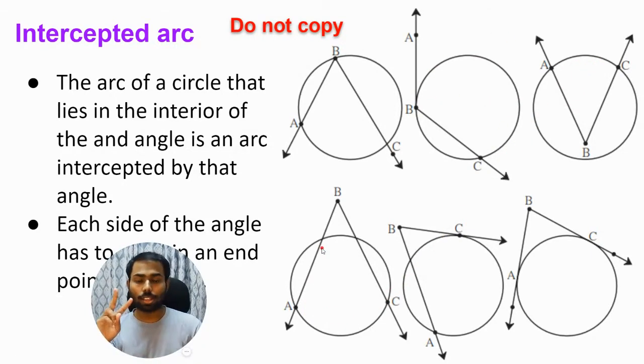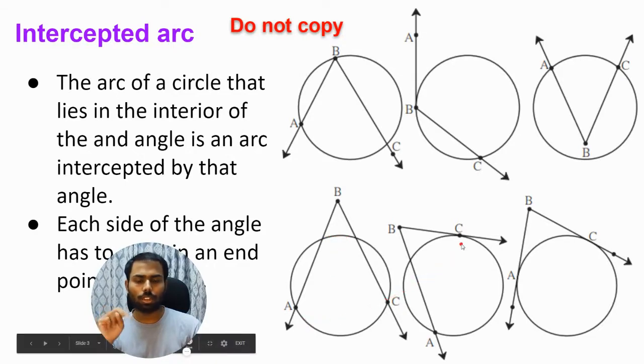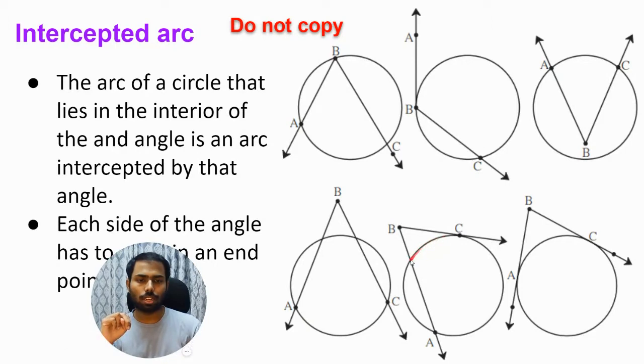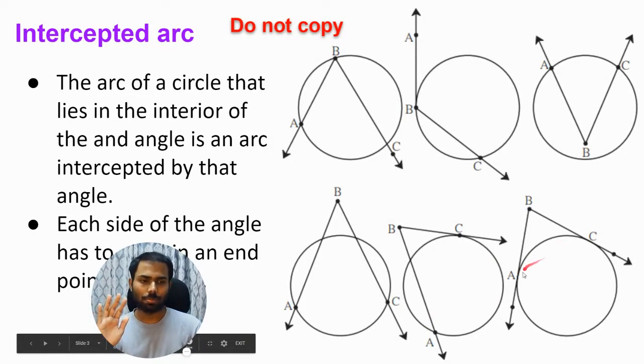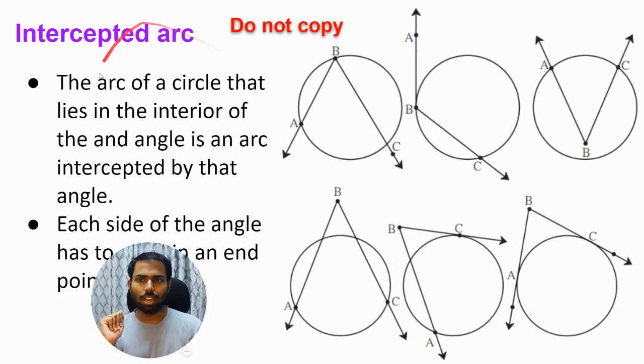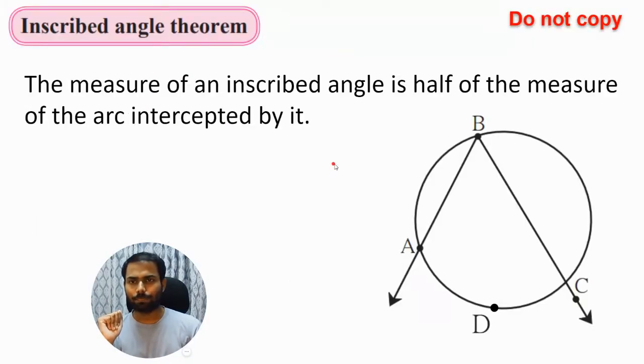Here there are two arcs in the interior. So here there are two intercepted arcs. Here is one intercepted arc first, and here is the second one. Similarly, here also there are two intercepted arcs. Here is your first intercepted arc. Here is your second intercepted arc. Similarly here the entire circle is intercepted. So here one part of the circle is intercepted, and here the second part of the circle is intercepted. So the entire circle itself is intercepted. So we had seen intercepted arc next.